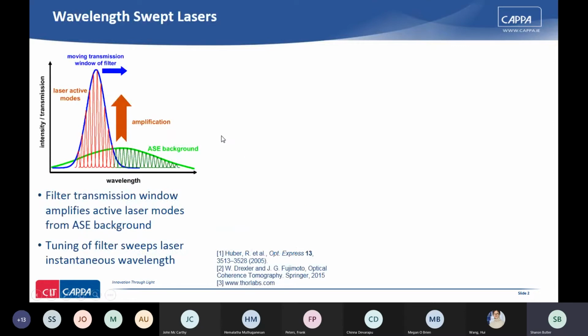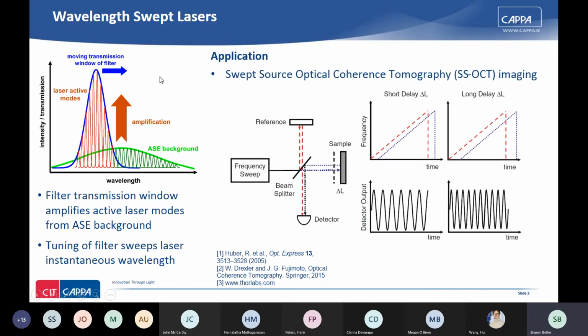So wavelength swept lasers typically have a gain medium and a tunable optical bandpass filter. So when the laser modes are transmitted through the filter, they are amplified from the background and lase. And as the filter is swept, then that sweeps the instantaneous wavelength of the laser. So there's many applications for wavelength swept lasers.